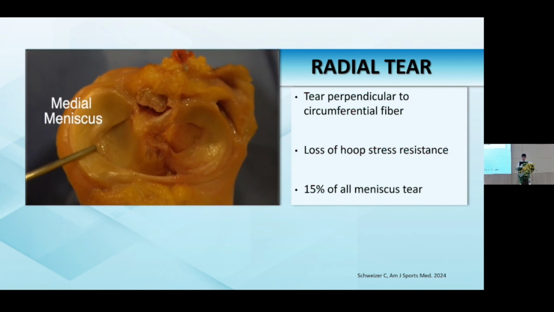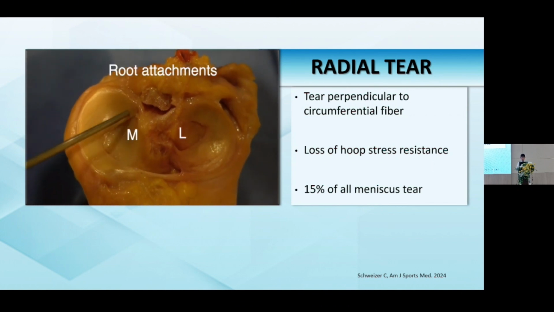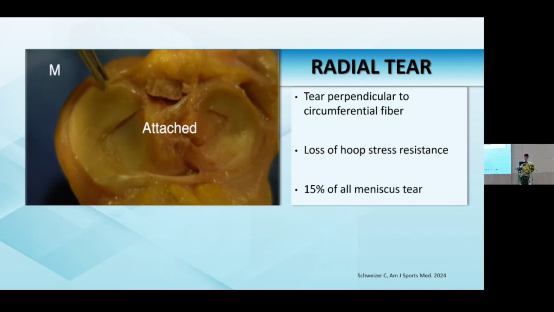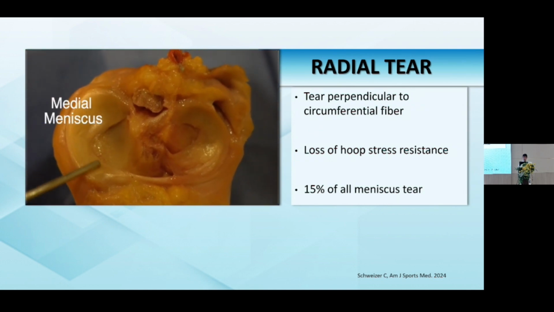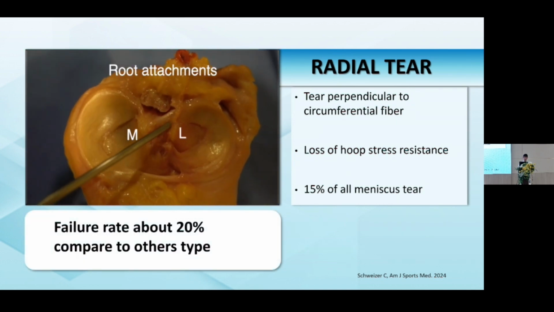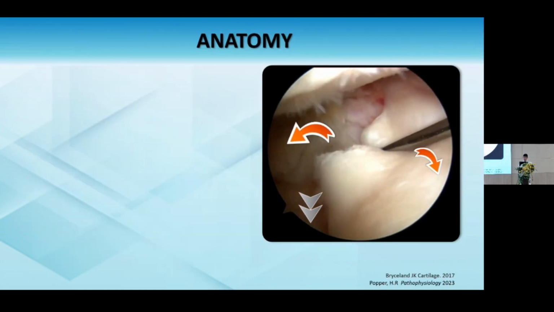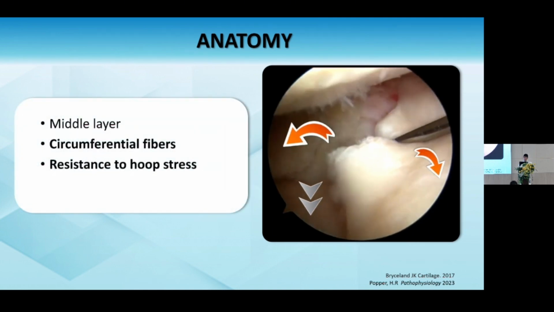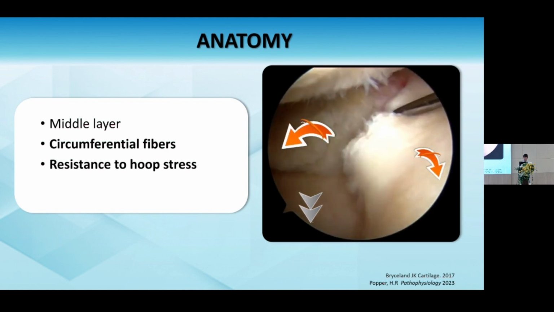Okay. The radial tear seems to be easy, but it's actually difficult to manage. The radial tear accounts for 15% of all meniscus tears, and the tear is perpendicular to the circumferential fibers. From this review, the failure rate is about 20% compared to the other types. As we know, when a radial tear occurs, the circumferential fibers can no longer act as a hoop, and this devastates the biomechanics and increases the contact pressure.